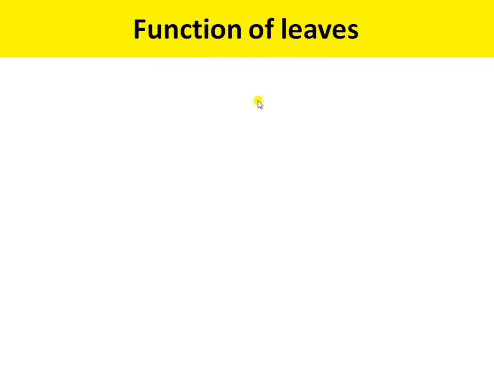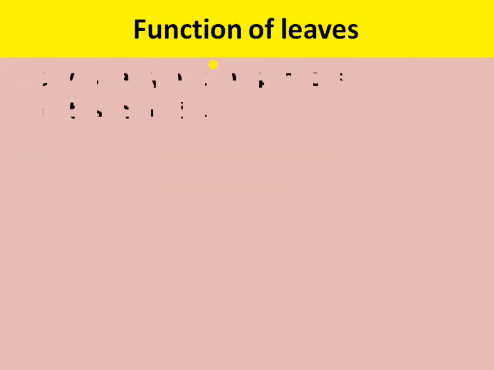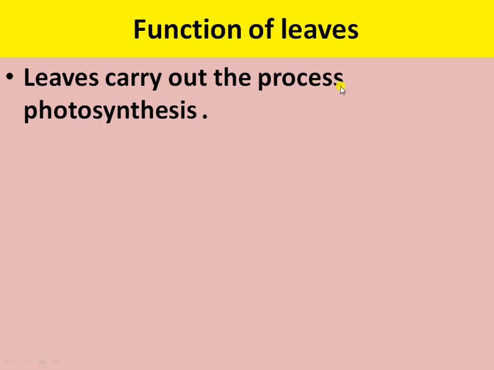The first function of the leaves is that leaves carry out the process of photosynthesis. Photosynthesis is the process in which plants use carbon dioxide from the air and water from the soil, in the presence of sunlight and chlorophyll, to prepare food and release some oxygen.